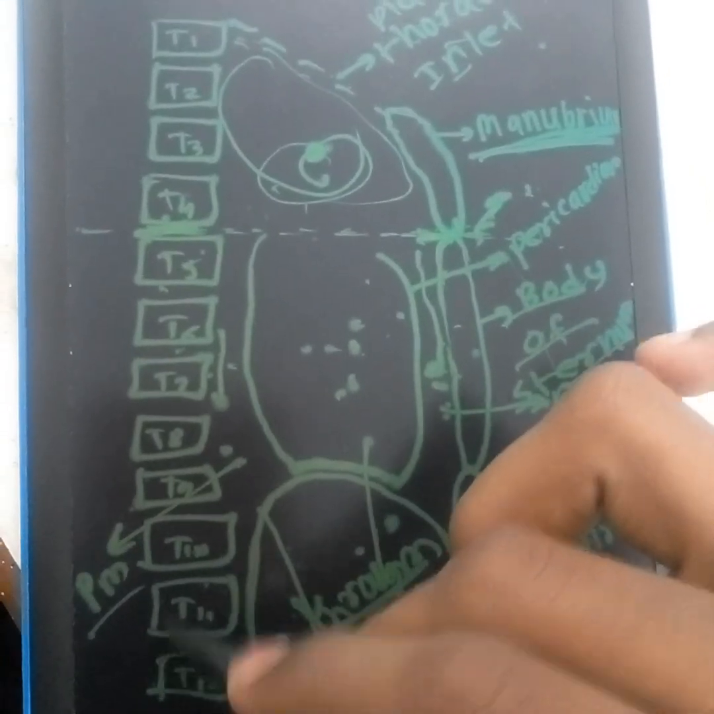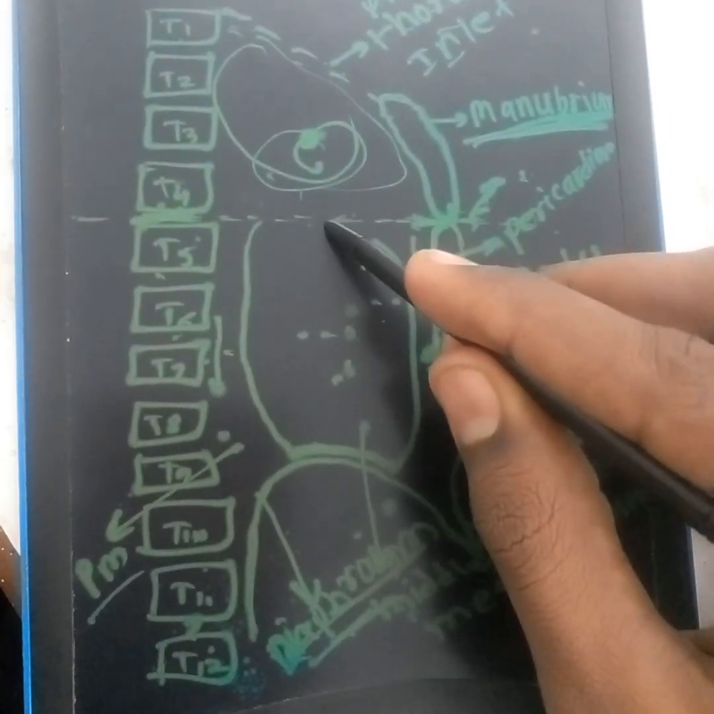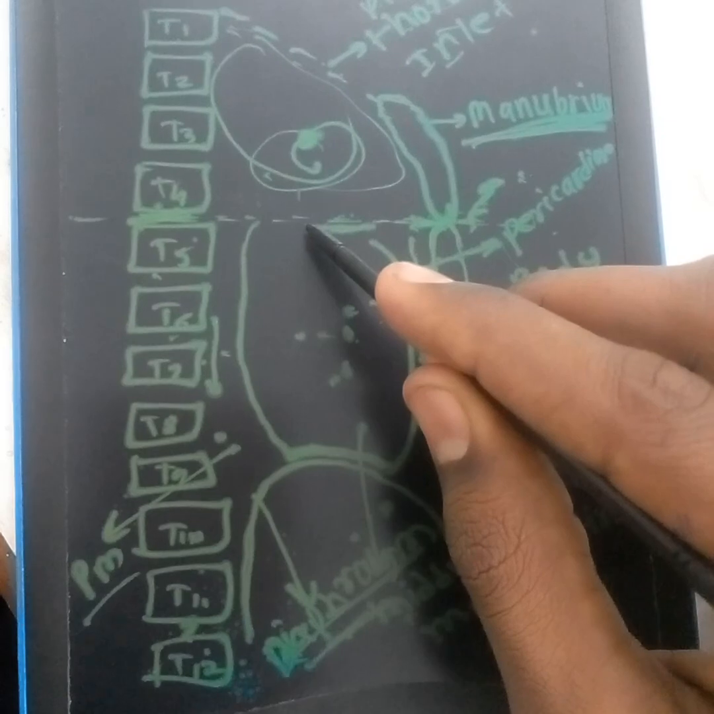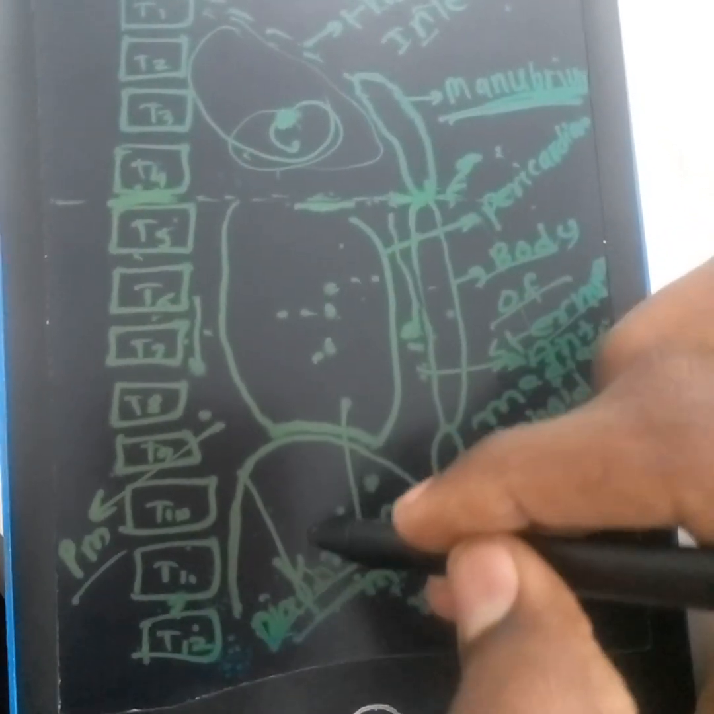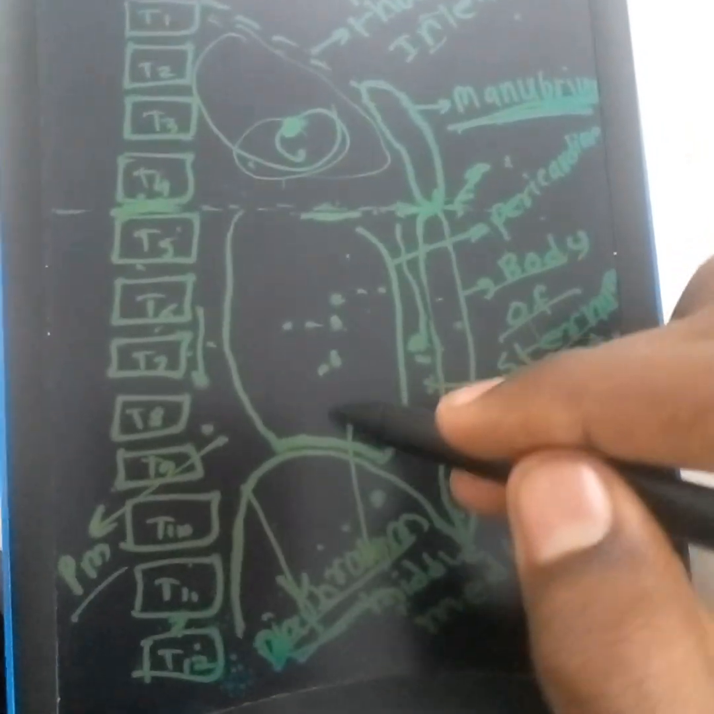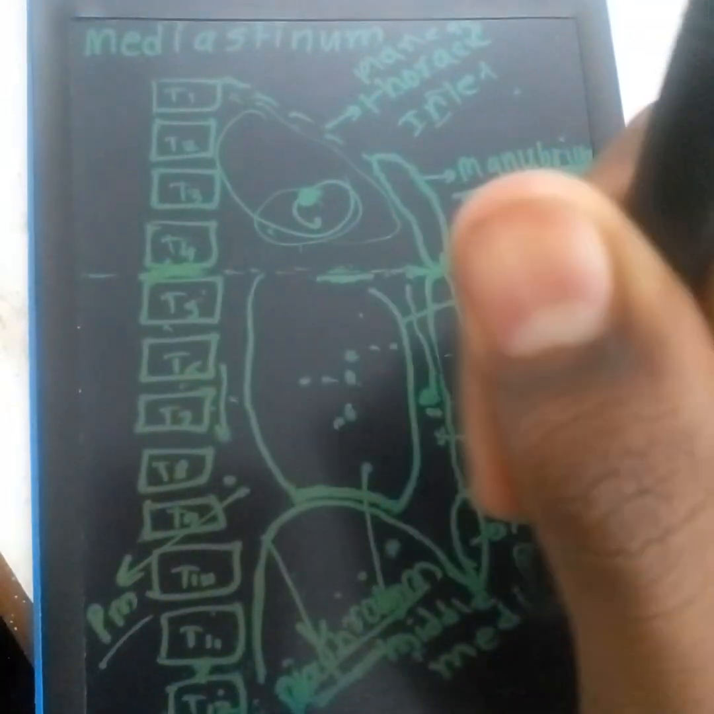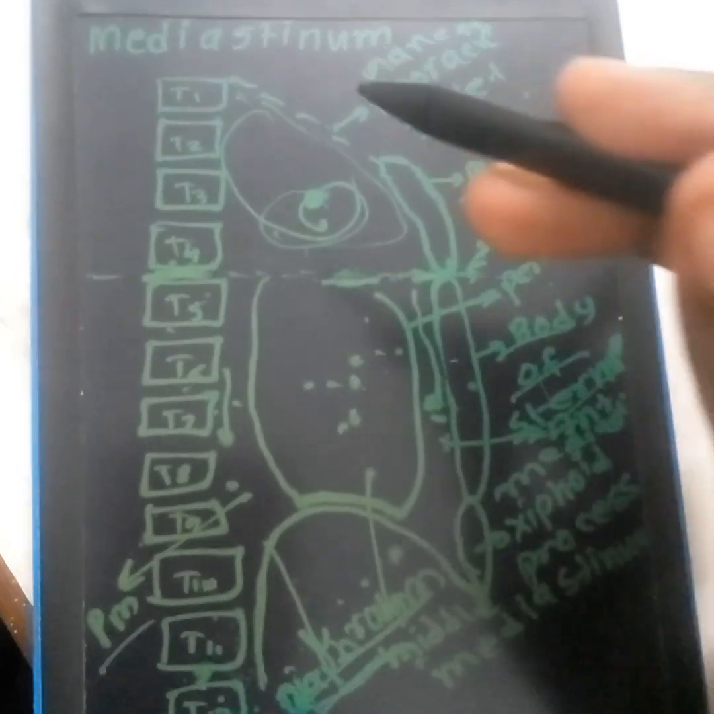For the posterior mediastinum, the anterior border will be the pericardium, posterior T5 to T12 same as before, superiorly will be the transverse line of the thoracic plane, and inferior will be the same diaphragm.